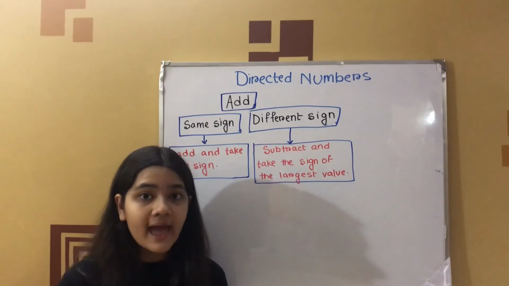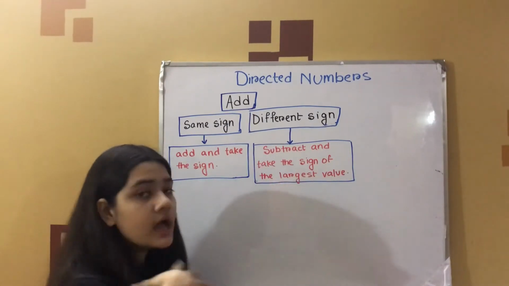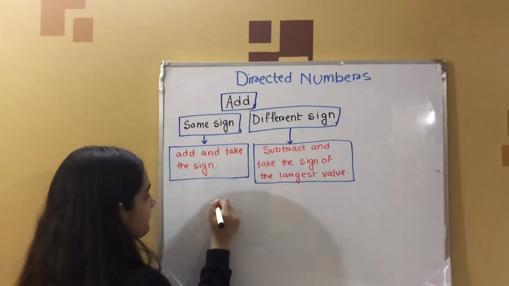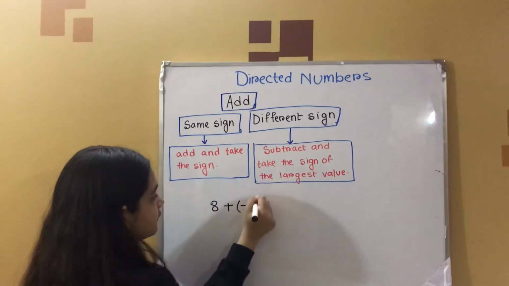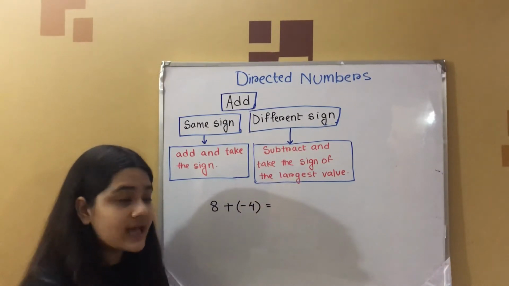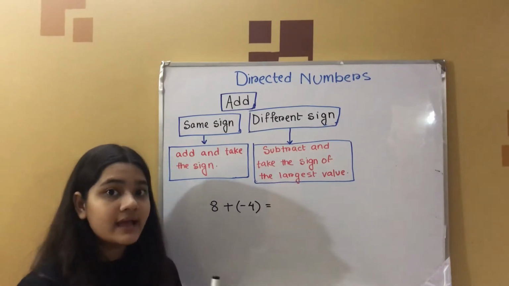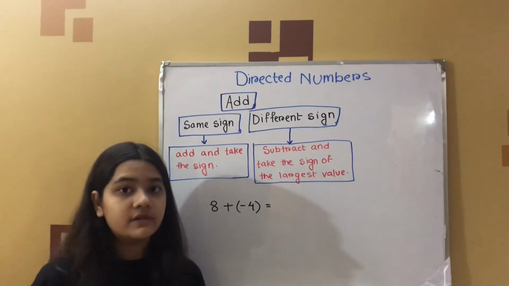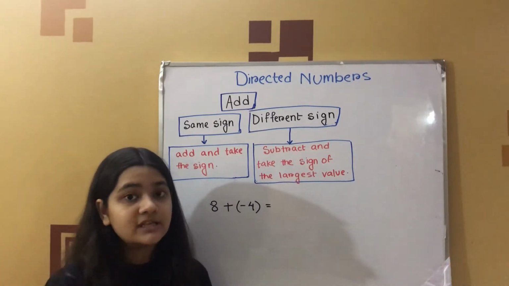However, when we are adding numbers with different sign, we are going to subtract and take the sign of the largest value. For example, 8 plus -4. These two numbers have different sign. There is no sign before 8, then that means 8 is a positive number. If the numbers have no sign before it, then that number is positive.